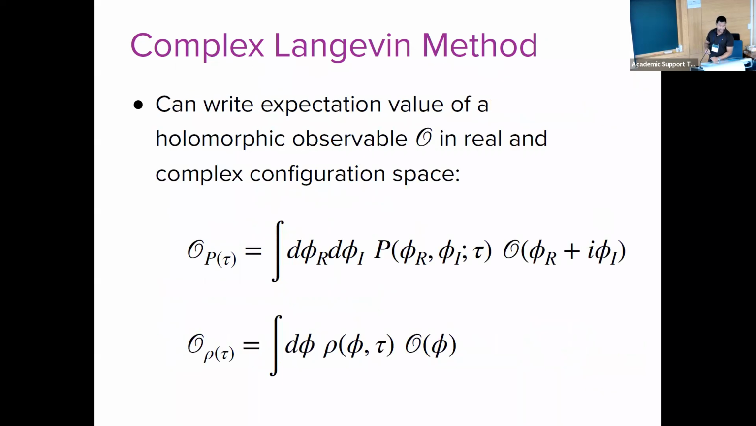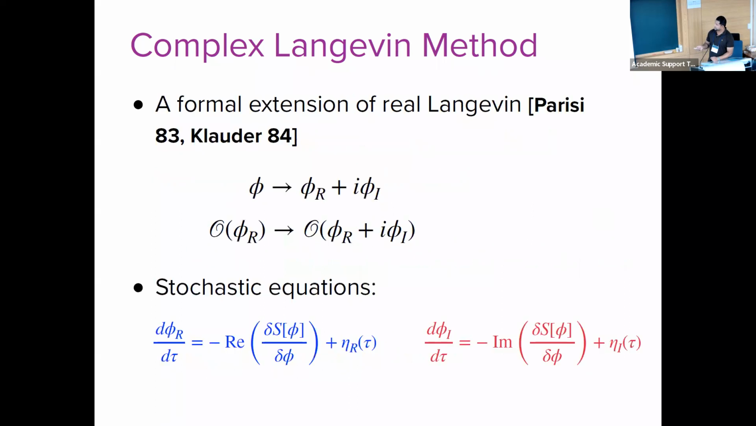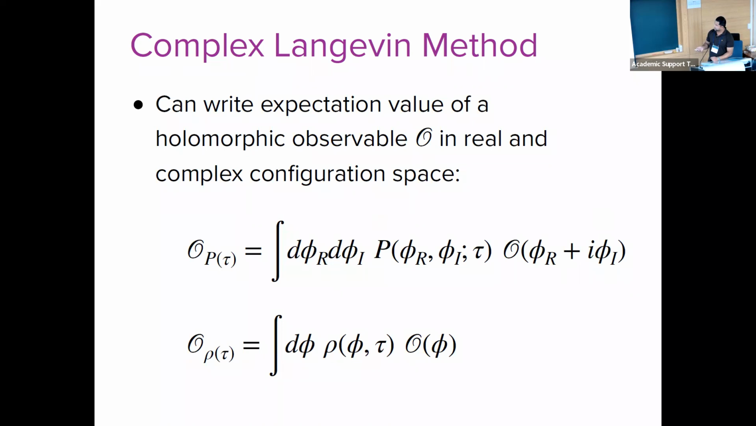Now the question is, how do we write the expectation value of an observable in this setup? We have two types of expressions. One is this. Here, this observable contains the real and imaginary parts, and it is weighted with a probability distribution containing phi R and phi I. So it is a two-dimensional probability distribution. And here we have the real field with a complex probability distribution. This is the original theory. Now, if complex Langevin is justified, these two should be the same.